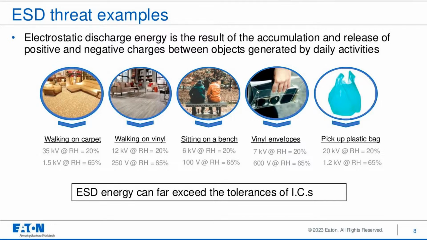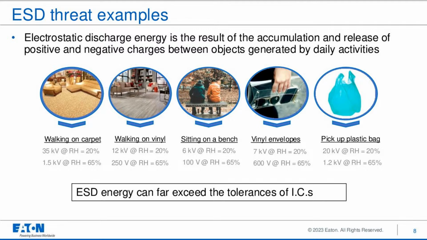Here we show examples of some common ESD threats. Walking on carpet is the classic example, but walking on vinyl can generate 30% as much charge. Have you ever experienced how difficult it can be to pick up a long hair clung to dusty vinyl flooring?